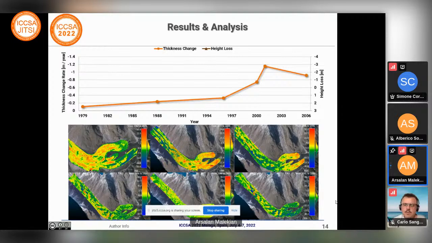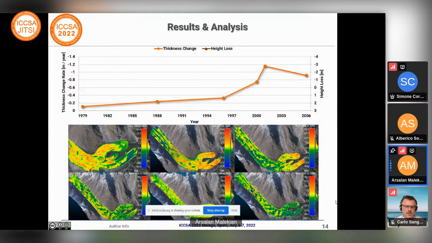The trend showed a negative thickness change rate. However, it was a small value until the end of the 90s, but the rate reached a peak of minus 1.2 meters per year at the beginning of the 21st century and was around 1 meter per year until 2006.